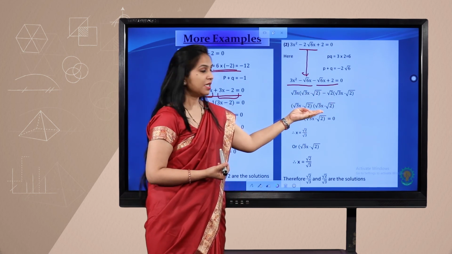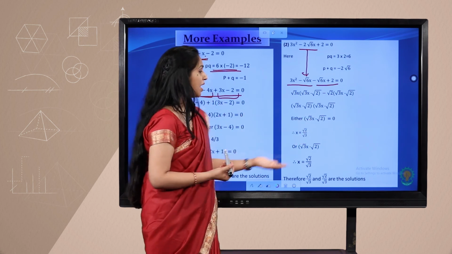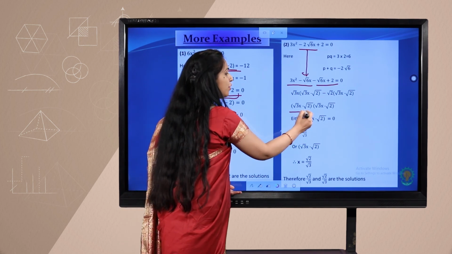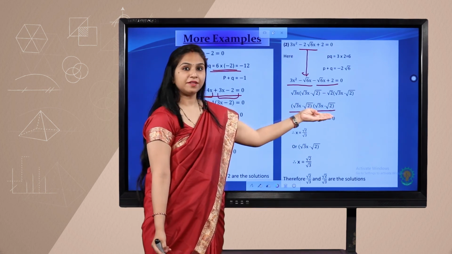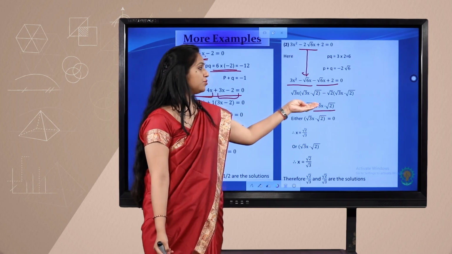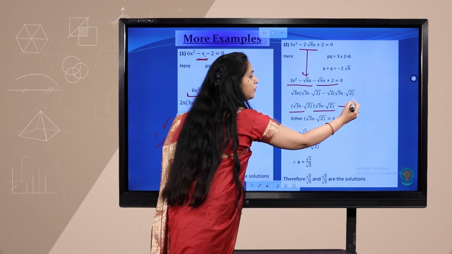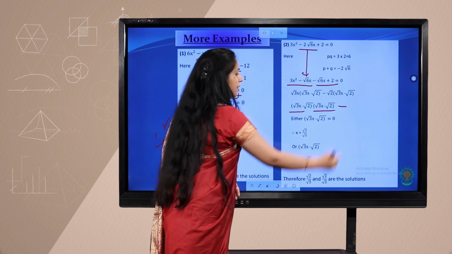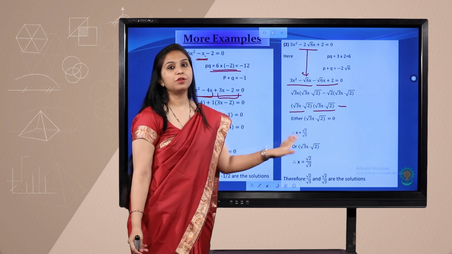Again form a group. Children, again equate that two factors to 0, but here you can see both of the factors are similar. Here your ultimate factors are root 3x minus root 2, root 3x minus root 2. So, when you equate both the factors individually to 0, then you will see the value of x will be root 2 upon root 3 and root 2 upon root 3.